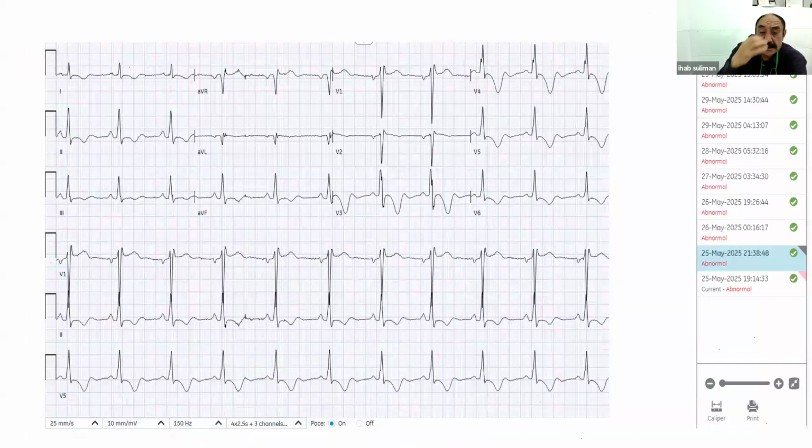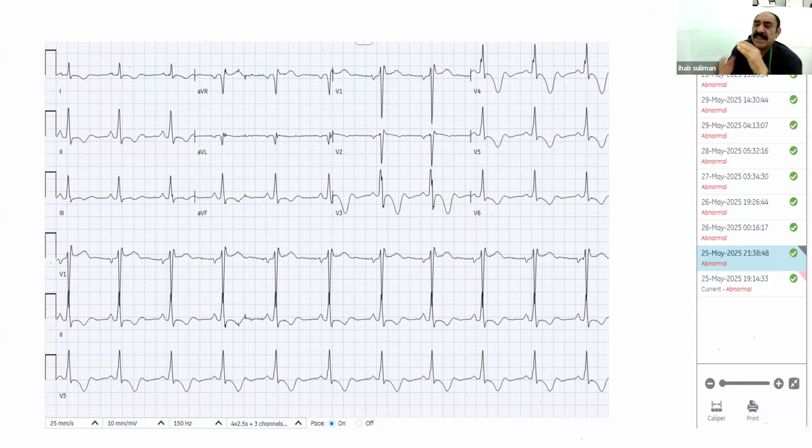So what is this ECG? This is a 28 years old gentleman who came through the ER. He went to another hospital in the south of Riyadh because of dizziness.